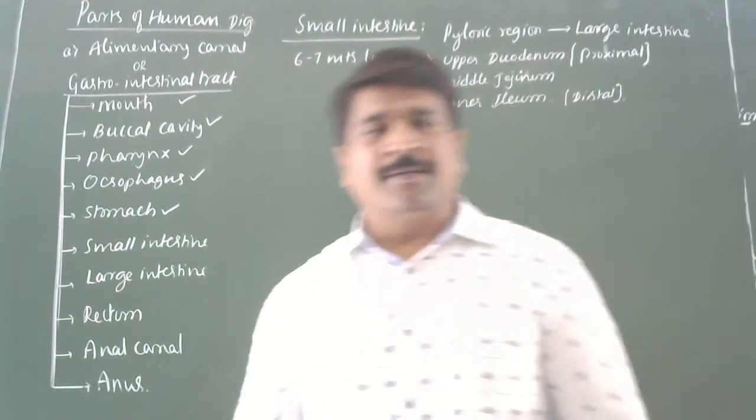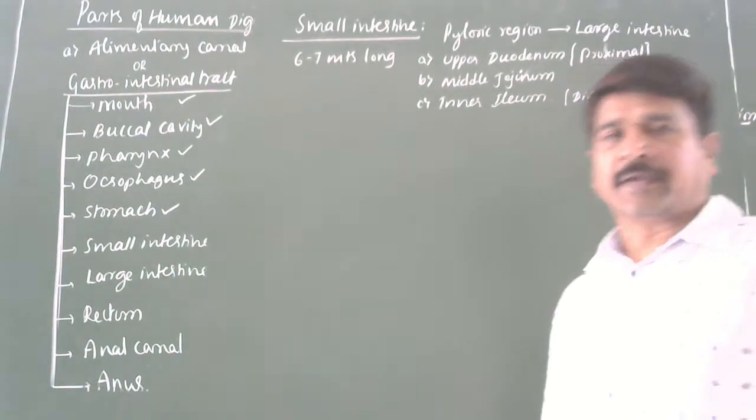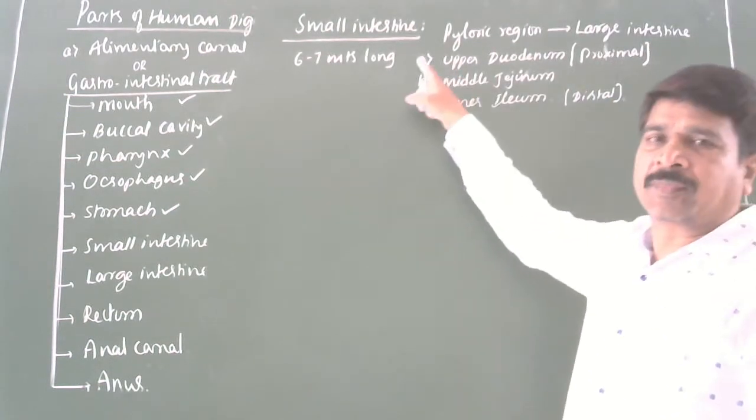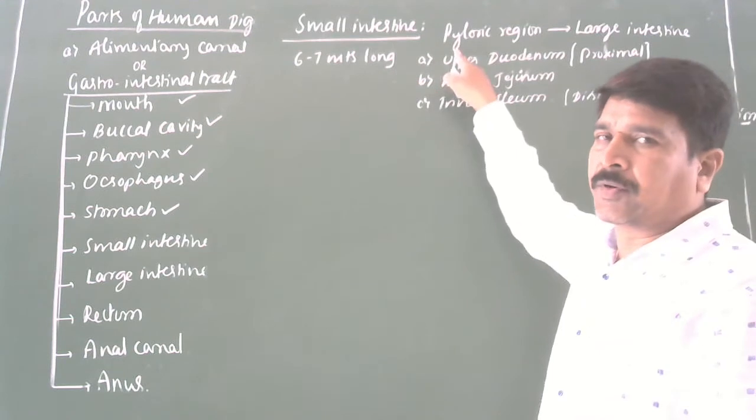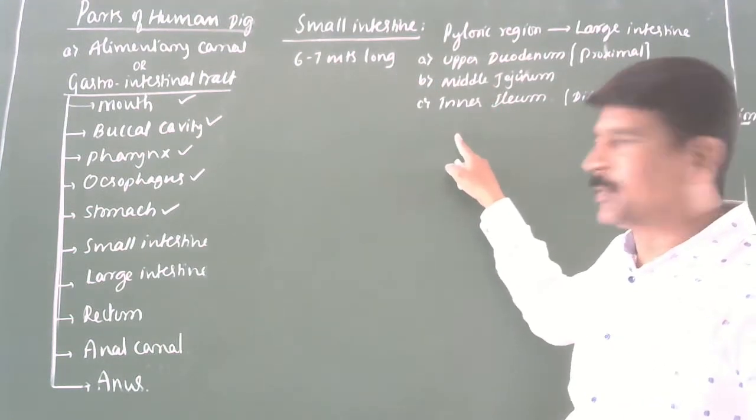Yes, students, now let us come to the transverse section of the small intestine. This is the anatomy. Three parts are there: upper duodenum, middle jejunum, and inner ileum. Now we'll go for the transverse section of the small intestine.